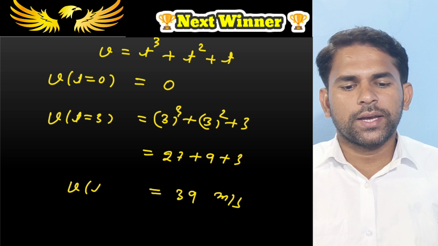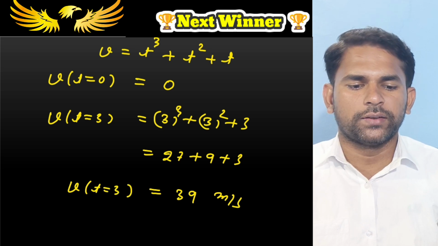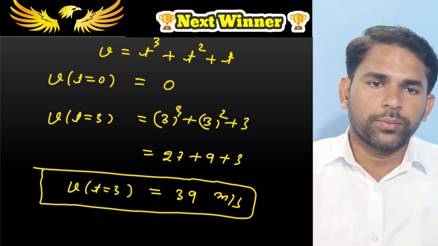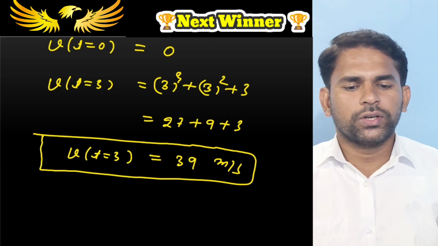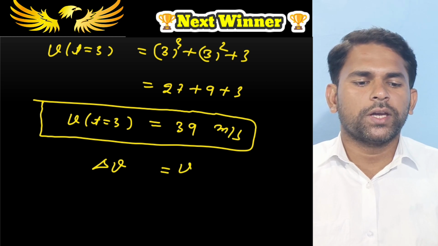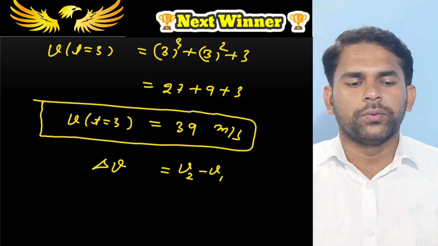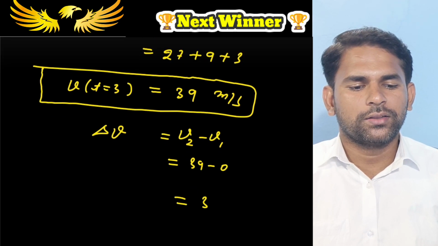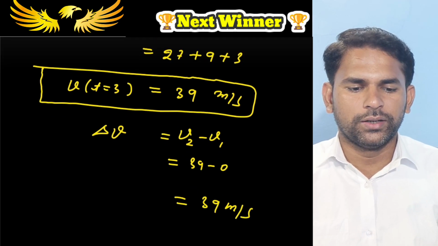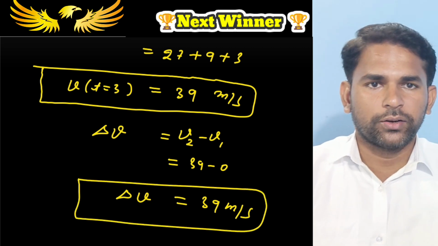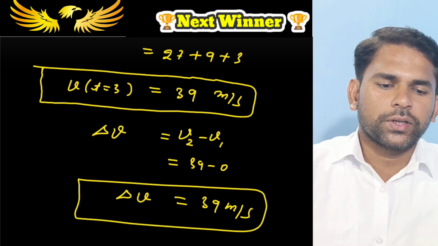But what they are asking is the change in velocity. Change in velocity means final minus initial velocity. So change in velocity, del v, is equal to final velocity v2 minus v1. So 39 minus 0, you will get 39 meter per second. Till here any doubt? No doubt. These are very good questions. Okay, next question you can see on the screen.